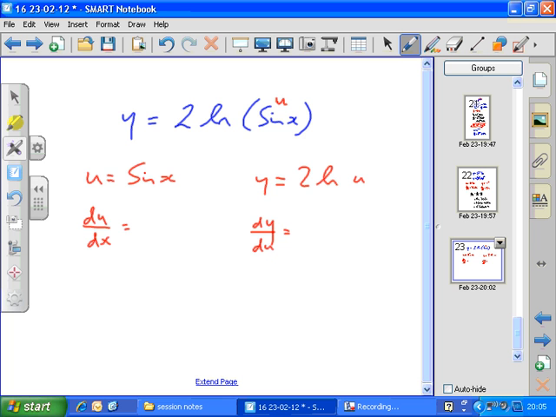Looking at our table of differentials, sine becomes cos x. And dy by du is 2 over u. Yeah, 2 over u.